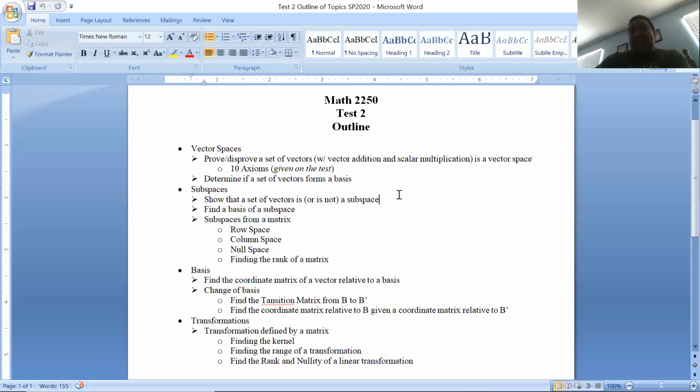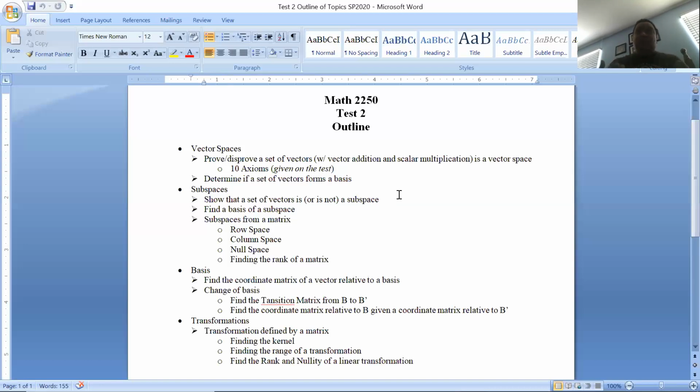Finding a basis of a subspace, right? So in this one, we are talking about the basis for the subspaces that you form from your matrices, right? So there are three that you want to make sure you know how to find: your row space, your column space, and your null space, right? So remember, all three of them can be done using reduced row echelon form. Again, you can use your calculator on this one, right?